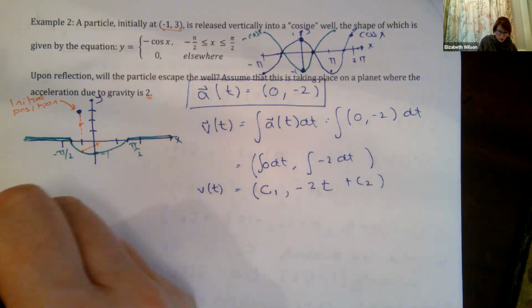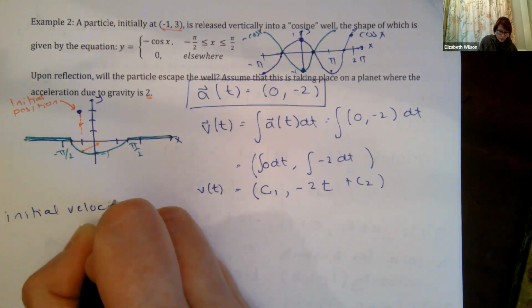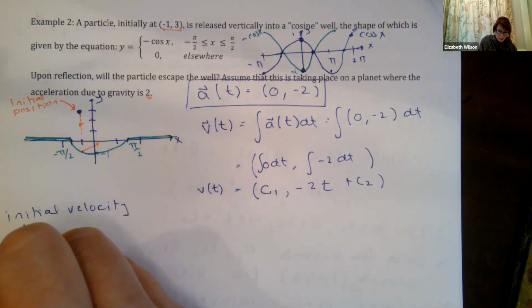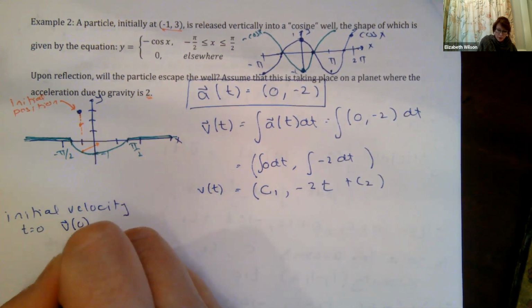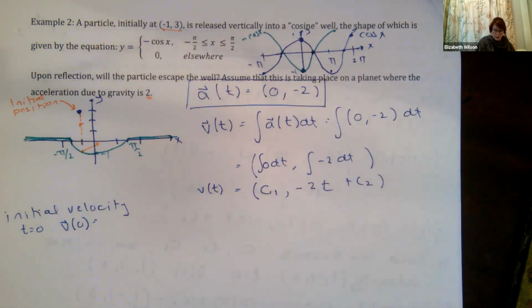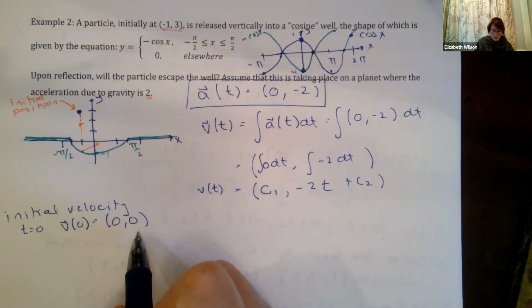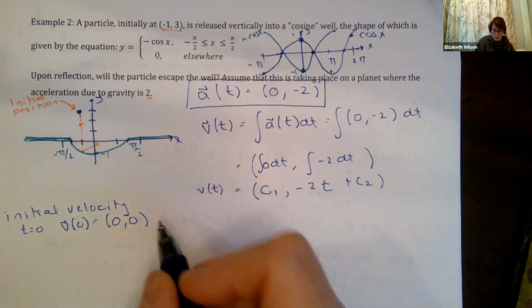So my initial velocity at time t equals 0, so this would be v of 0. They didn't tell us anything. It looks like it's held and then it's dropped. So my initial velocity is 0, right? So that 0, 0, I'm going to use to help me solve for C1 and C2.